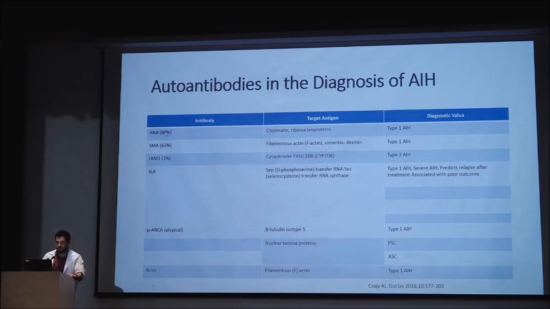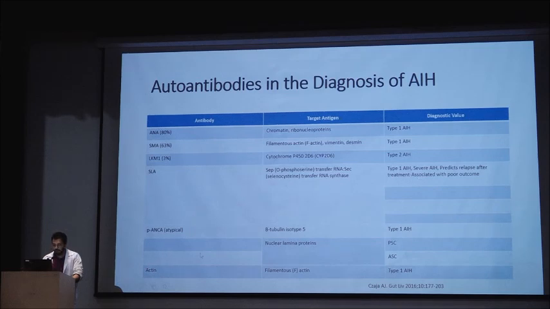First is anti-nuclear antibody, which can be seen in up to 80% of the patients, and it is against the chromatin ribonucleoprotein antigen and seen in type 1 autoimmune hepatitis. SMA is against filamentous actin, vimentin, and desmin, and seen in approximately 63% of the patients. LKM is against cytochrome P450 2D6. Anti-soluble liver antibody is against phosphoseryl-tRNA selenocysteine transferase, or tRNA synthase, and is usually present in type 1 autoimmune hepatitis, predicts severe AIH, predicts relapse after the treatment, and is associated with poor outcome.